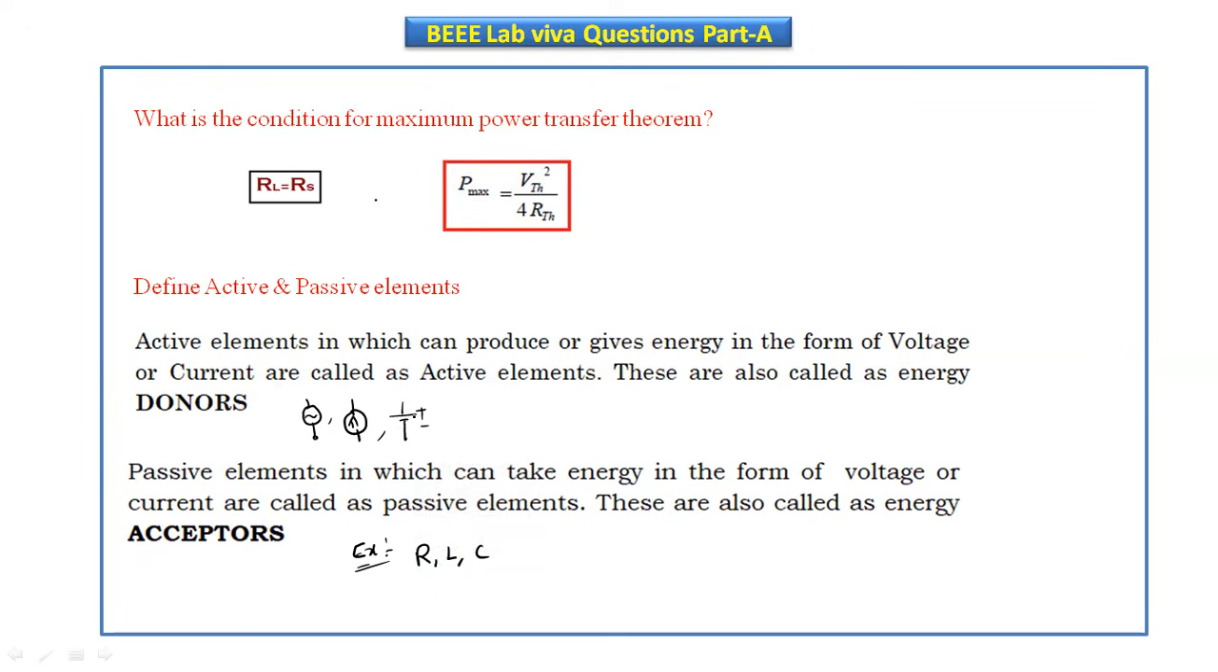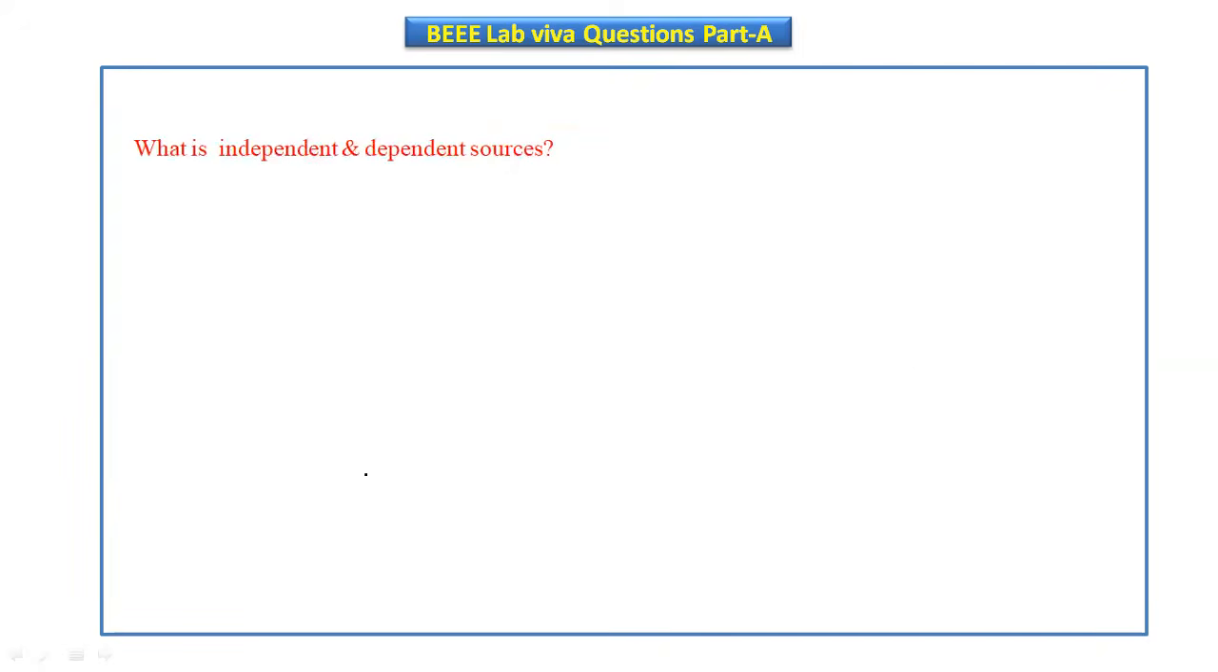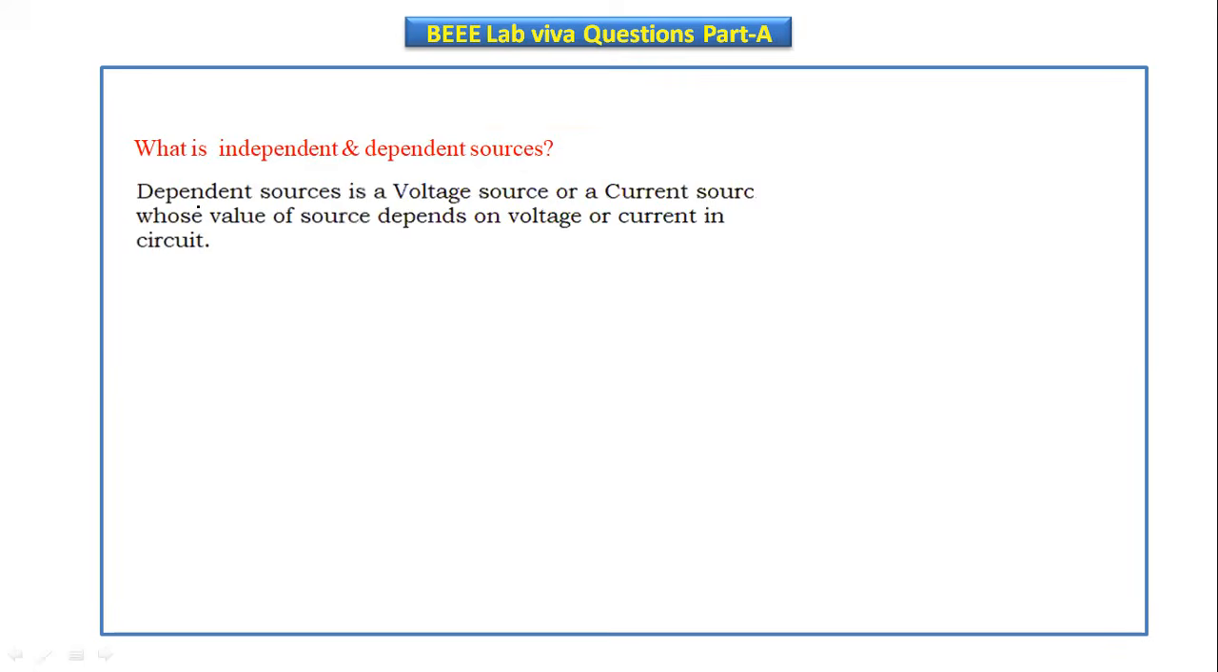These give the energy in the form of voltage or current. That's why these are all called active elements, and these are the passive elements. Next, what are independent and dependent sources?